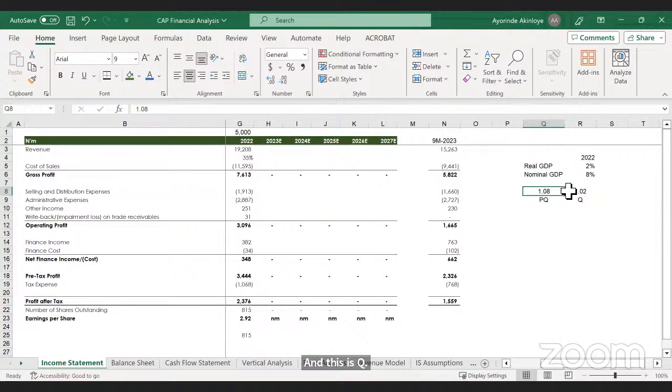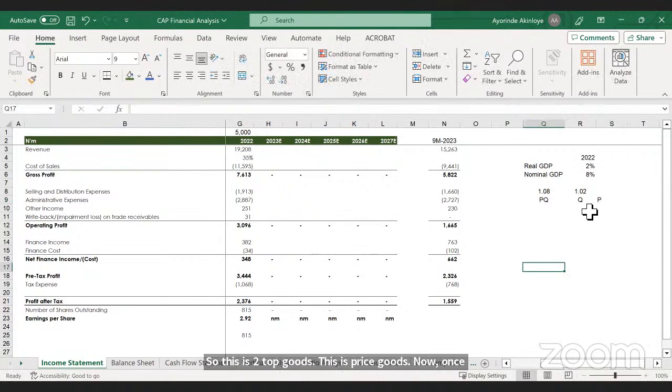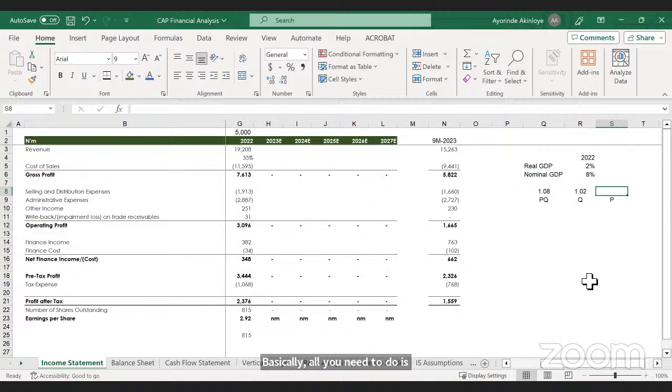So this is total growth. This is quantity growth, and we want to get price growth. That is what we want to get. So there is a way we can extrapolate this using algebra. Basically, Q times P is what will give you PQ. When you do PQ divided by Q, you will have P.